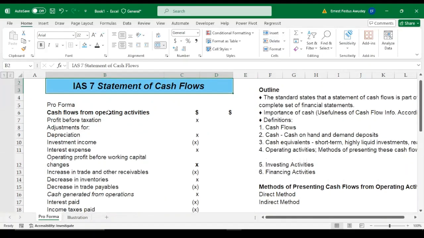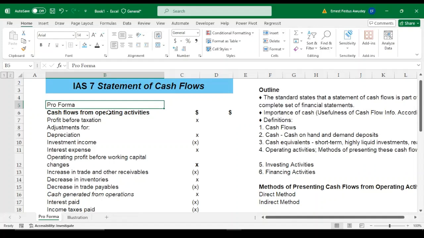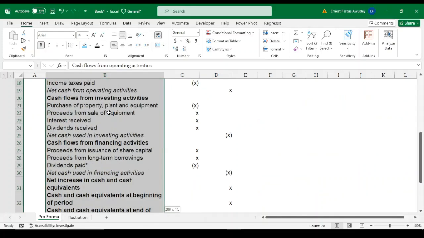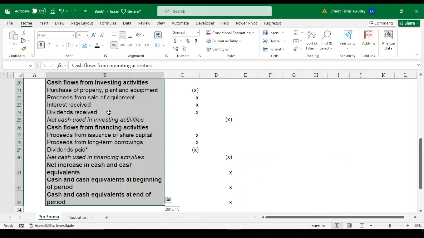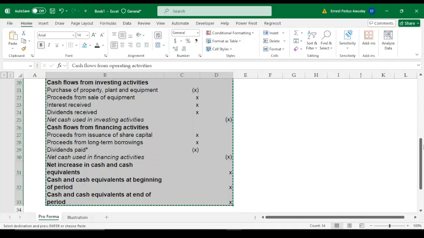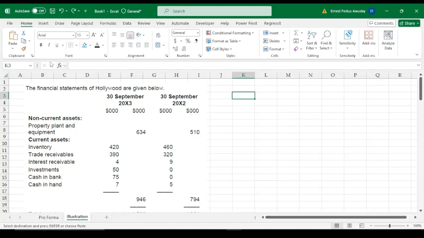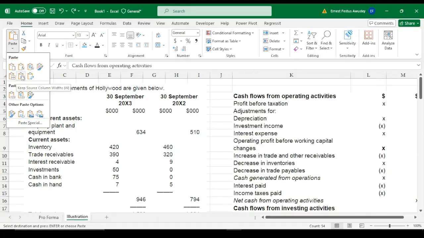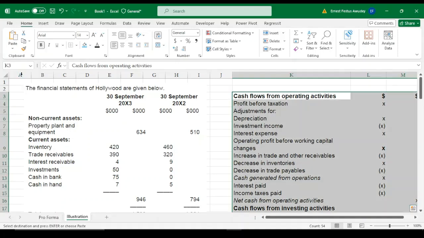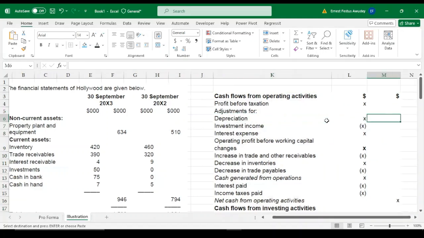And what I'm going to do is copy the pro forma financial statement here. So I'm pressing Ctrl and Shift together, and I can copy everything here. Copy this, and I'm going to come to the illustration tab and paste it right here. But to paste it, I'm going to use the drop down here and select keep source columns with width. So I'll select that, and then that has been copied down for me.